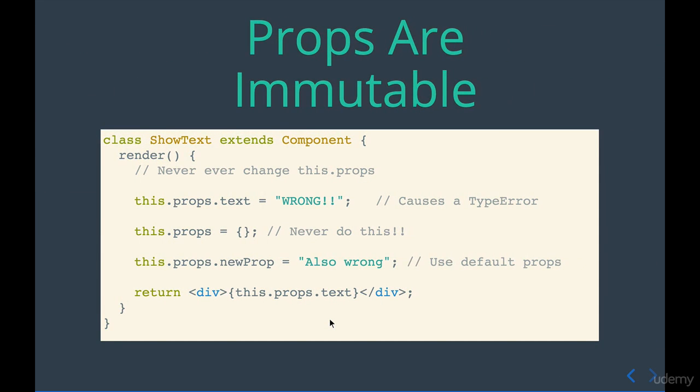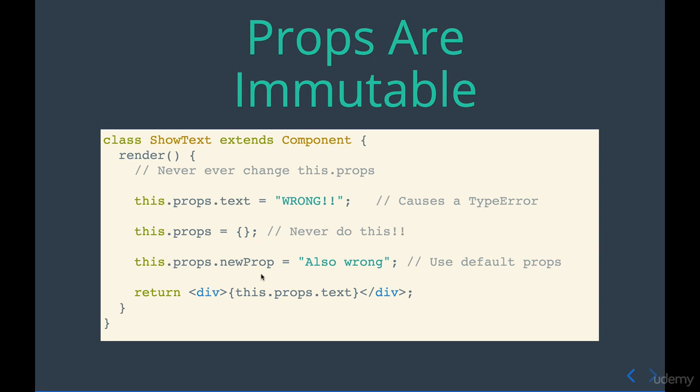I mentioned this already, but it's really important and worth repeating. Props are immutable, so you cannot change this.props. In the first example here, this.props.text equals something causes a type error. So React won't let you do this at all. But you can do this in your React component, and you should never, ever, ever do this. The idea of a prop is that it's immutable. So when you change this.props in your render method, you're breaking things in React.